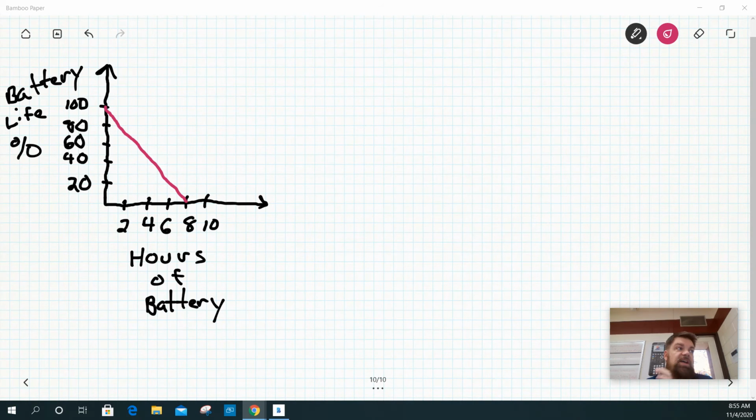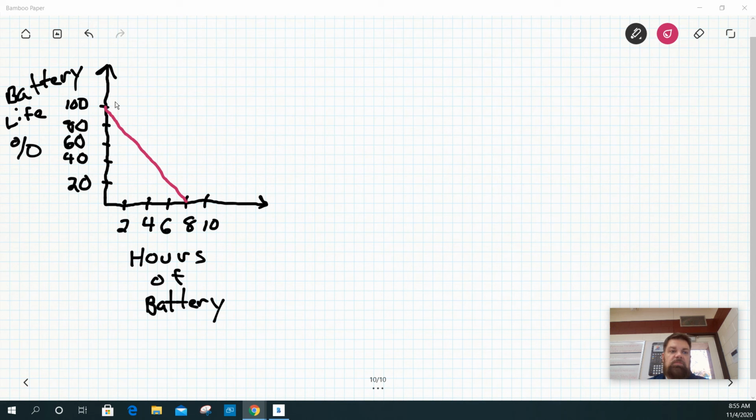So for this particular example, we're talking about a graph that represents the battery life or charge as a percentage. That's the y-axis versus the amount of hours the battery life has left. And so there's a linear relationship. So we need to figure out a couple of things. The first thing that we need to figure out is, what does this mean?